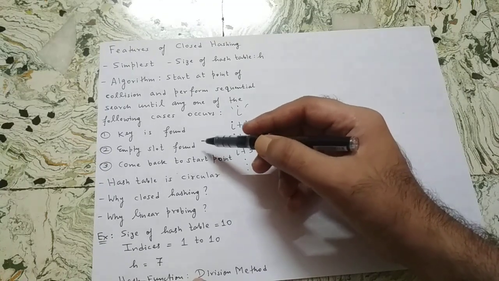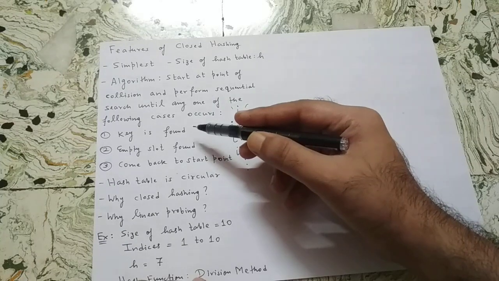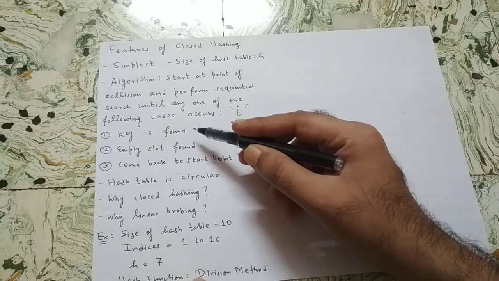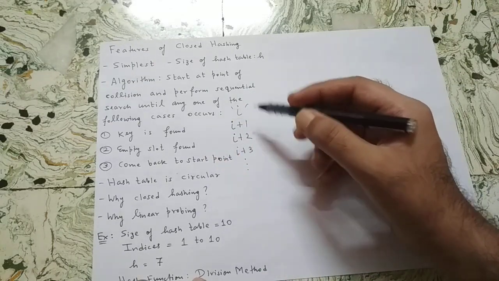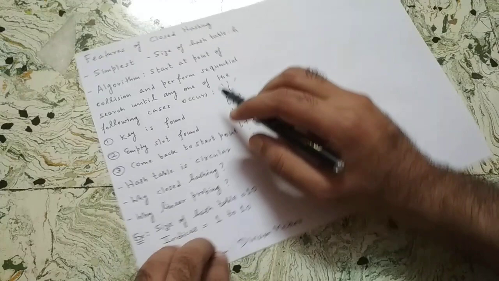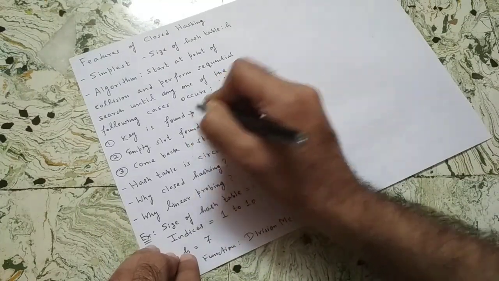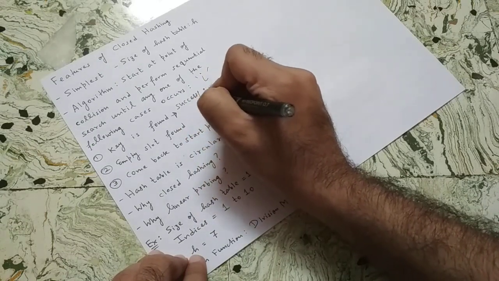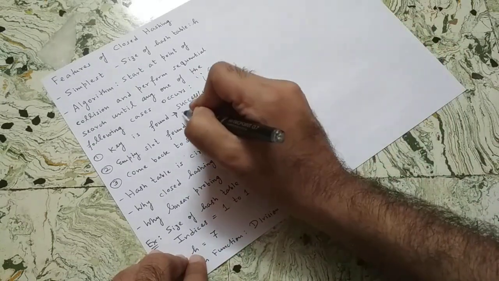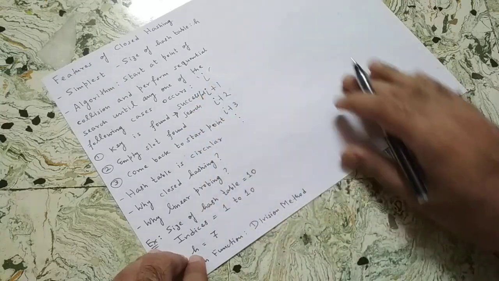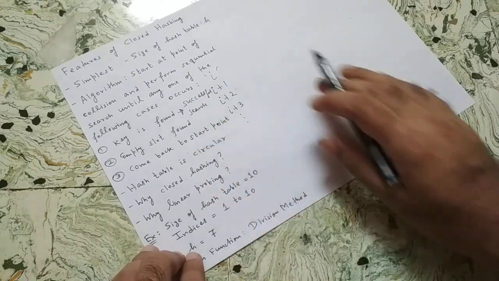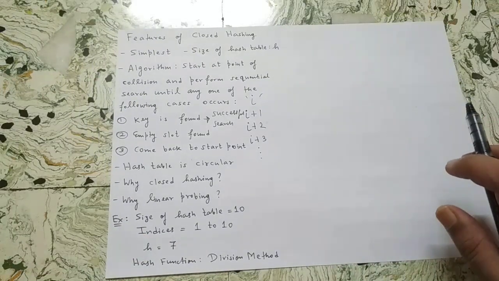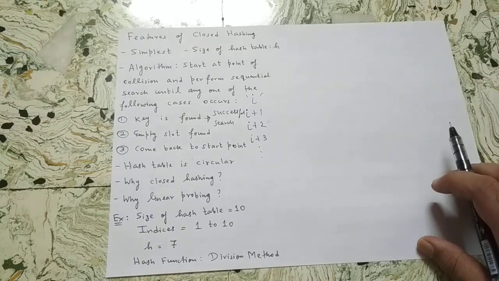Now, what are these three cases? The first case corresponds to a successful search. So if the key is found, that means the search is successful. The first case corresponds to a case of successful search, and the last two cases that you see here correspond to unsuccessful search. Now what happens is the hash table is considered to be circular.